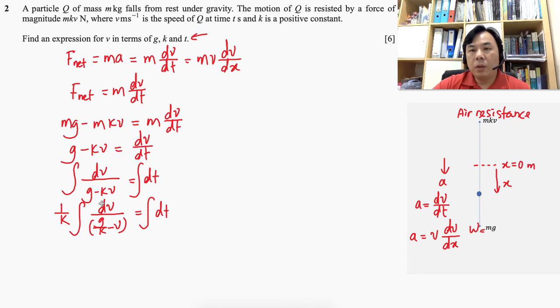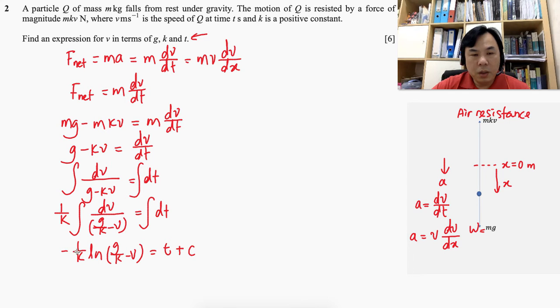And then after that, we're going to integrate this. Now that would give us a natural log integration, which is negative k ln of g over k minus v equal to t, plus any constant, for instance. Okay. Now from this point onwards here, okay.